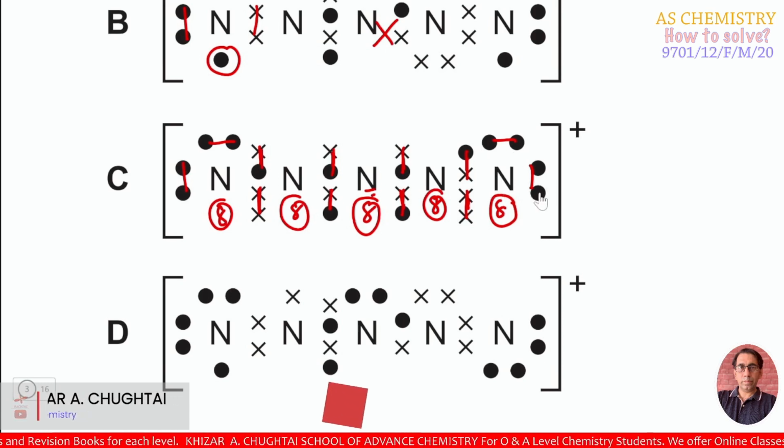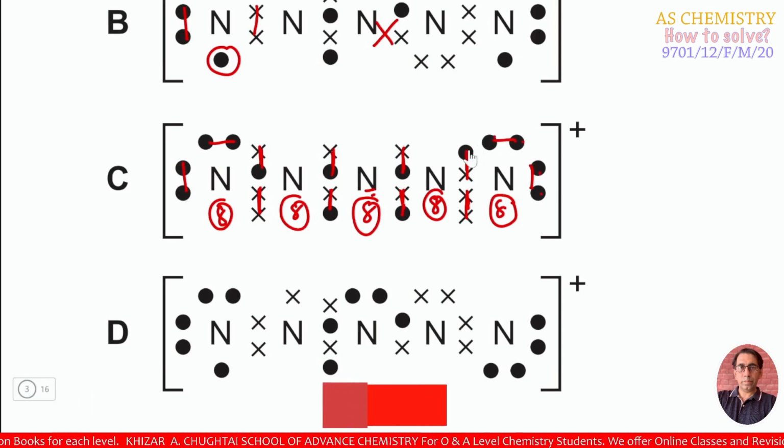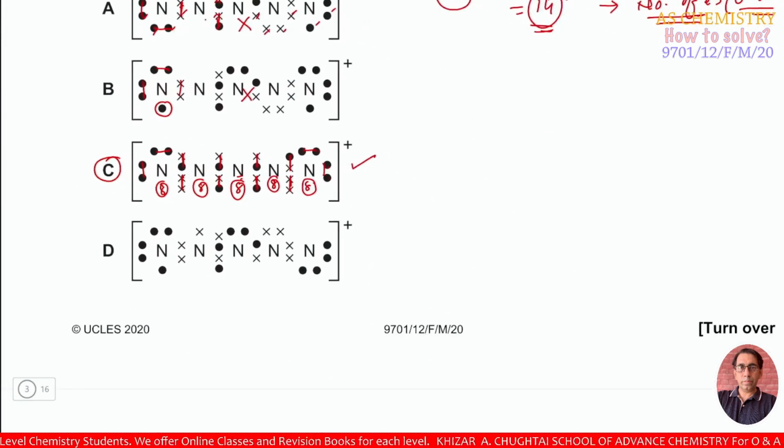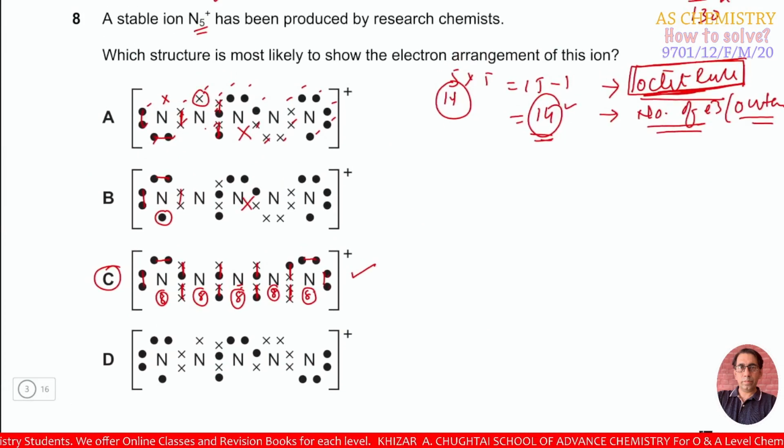Now come towards the number of electrons: 1, 2, 3, up to 24. Yes, C is the correct option. So this is the method to find the answer for questions like that.